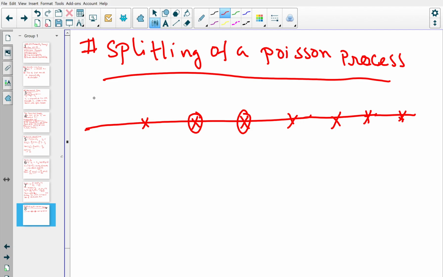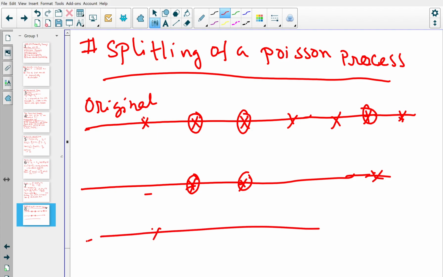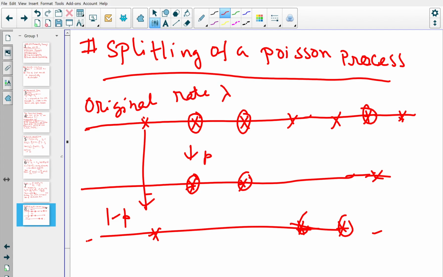So this is the original process. Now in the splitting, you can keep only this. You are not keeping this one here, but you are keeping this one, then this one, and then say probably this one. Okay, and then you are discarding the other ones, this one and then this one. So obviously you are keeping each arrival with probability, say p, and discarding with probability 1 minus p. Our original process has rate, say, lambda. Now the question is that after doing this, you are getting these two new processes, whether they are also Poisson processes or not.